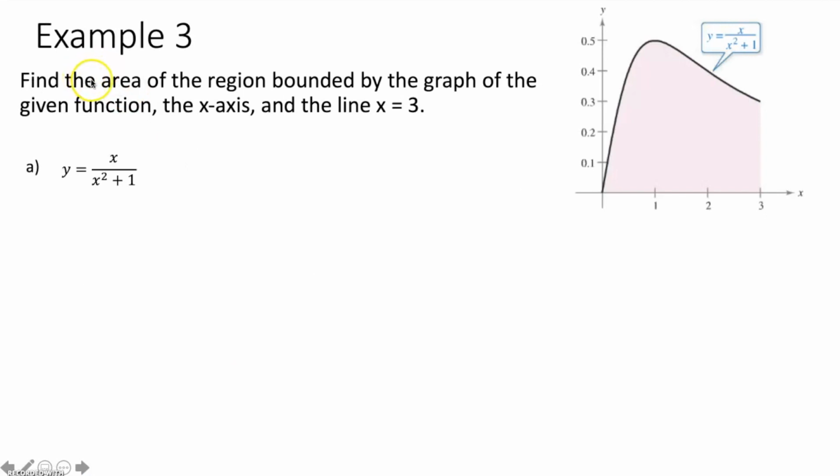Now example 3 says find the area of the region bounded by the graph of the given function, the x-axis, and the line x is equal to 3. So here's our given function, and this is what the graph looks like. Basically, all this is asking you to do is find the area under the curve from x is equal to 0 to x is equal to 3.